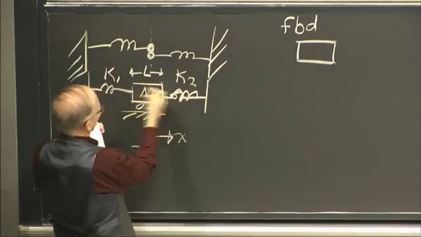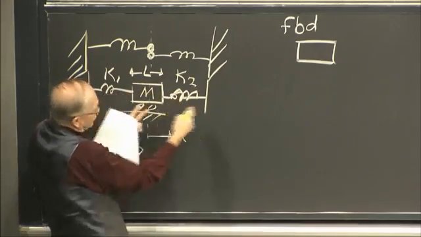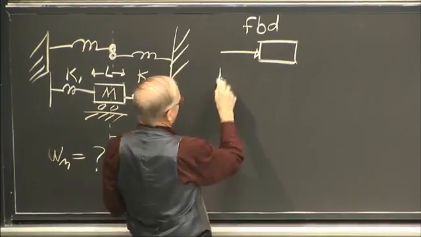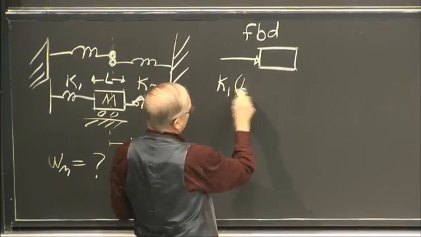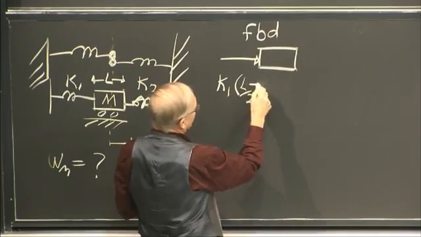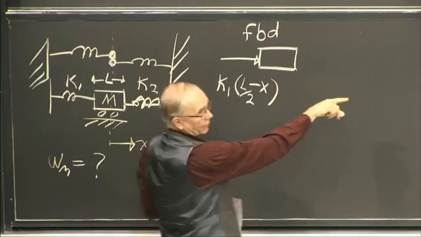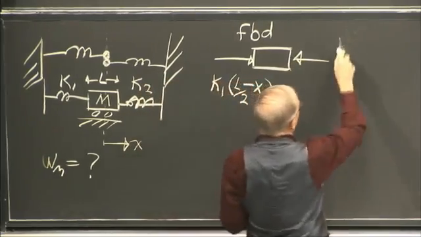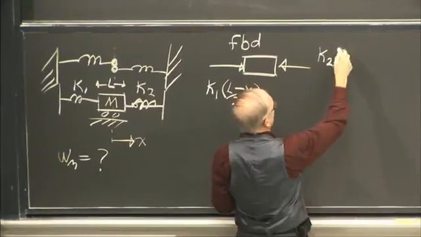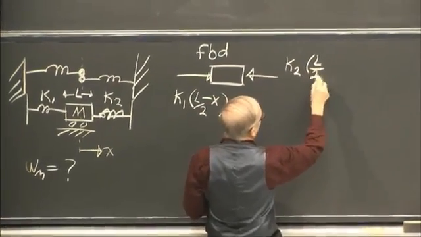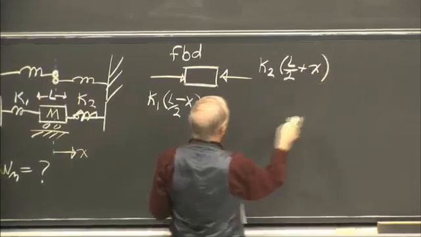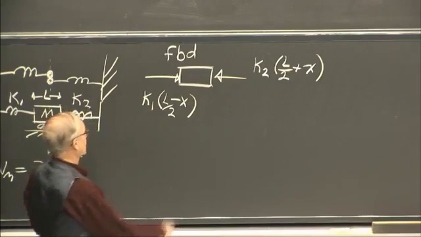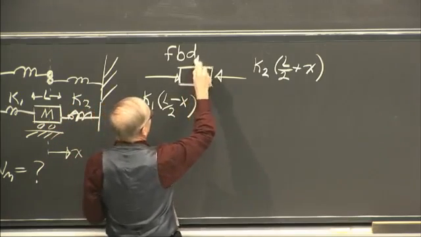But then when I release it, if these springs are of different spring constant, it's going to move a little bit. So the force on this side pushing back is some K1 times L over 2 minus the distance that I move in that direction, which would relieve it. And the force on this side also pushes back. It's K2 times L over 2 plus X, because when I go in that direction, I'm compressing it even further.